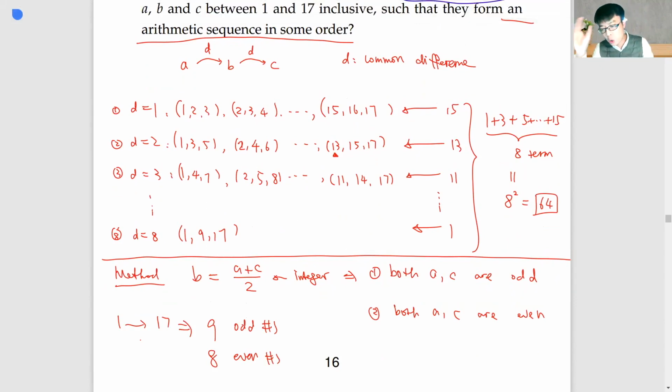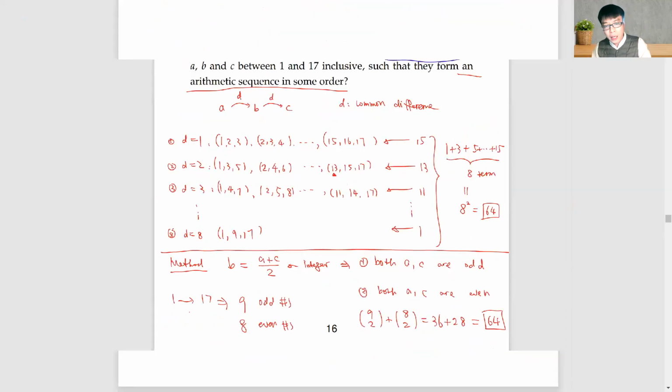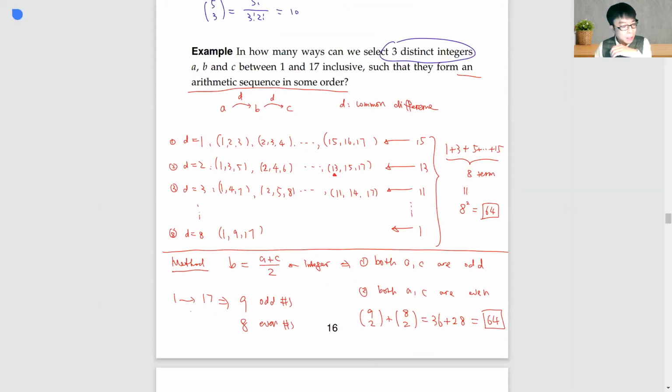If we want to find 2 odd numbers, basically we do 9 choose 2. That's the first case. If you want to find 2 even numbers, you just do 8 choose 2. And I just apply the formula. You will see this is 36 plus 28. You got 64. So if you know this combination technique, you can solve the question very quickly. In AMC8, we have very limited time, so it's very important to find a fast way. So let's do this combination method.